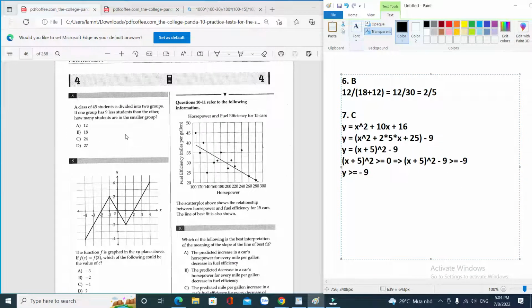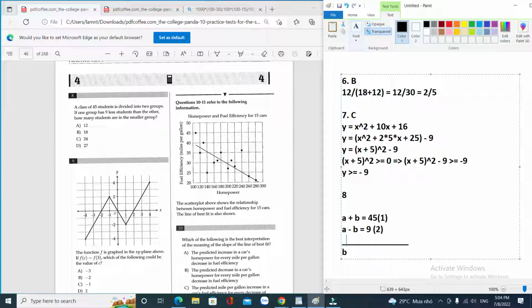A class of 45 students is divided into two groups. One group is 9 less than the other. How many students are in the smaller group? So for number 8, we have two groups, right? The first group is A and another group is B, so 45 in total. One group has 9 less, so A minus B is equal to 9. So we can solve for A and B. They ask about B, so we can subtract here.